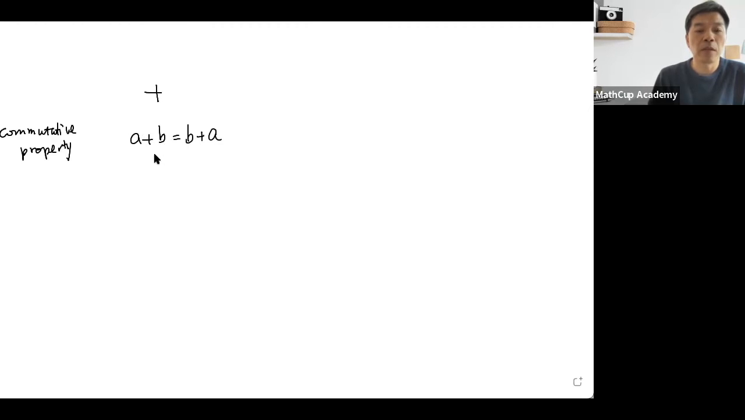So the result is independent of the order you're adding. And there's a similar rule in multiplication: A times B. Just to distinguish from the X symbol, I'm using a dot to mean multiplication. A times B equals B times A. This is known as the commutative property. The second property we have learned is called associative.